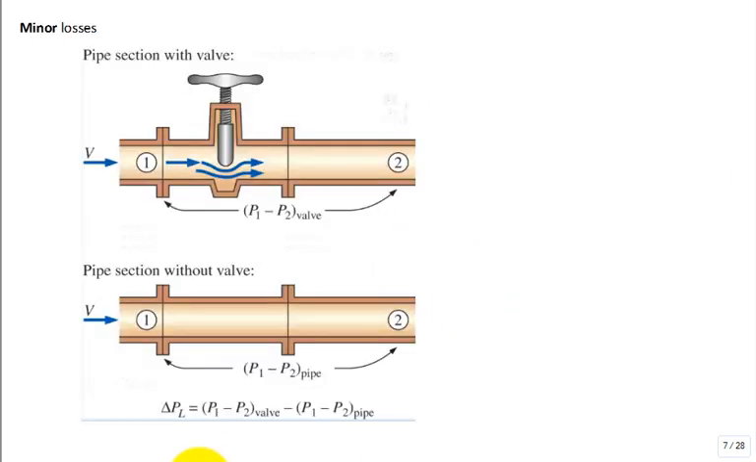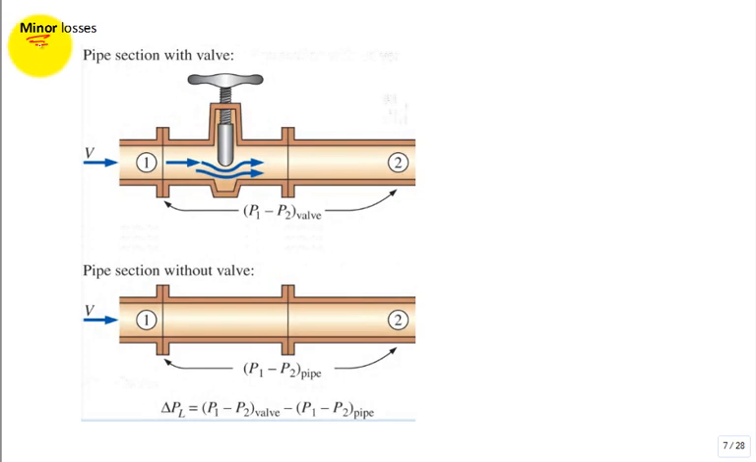We've covered the major head losses or the major pressure drops, that friction factor, and then you unravel it to get the pressure loss for the major loss: F, L over D times the velocity pressure, the dynamic pressure. Now we move into minor losses.